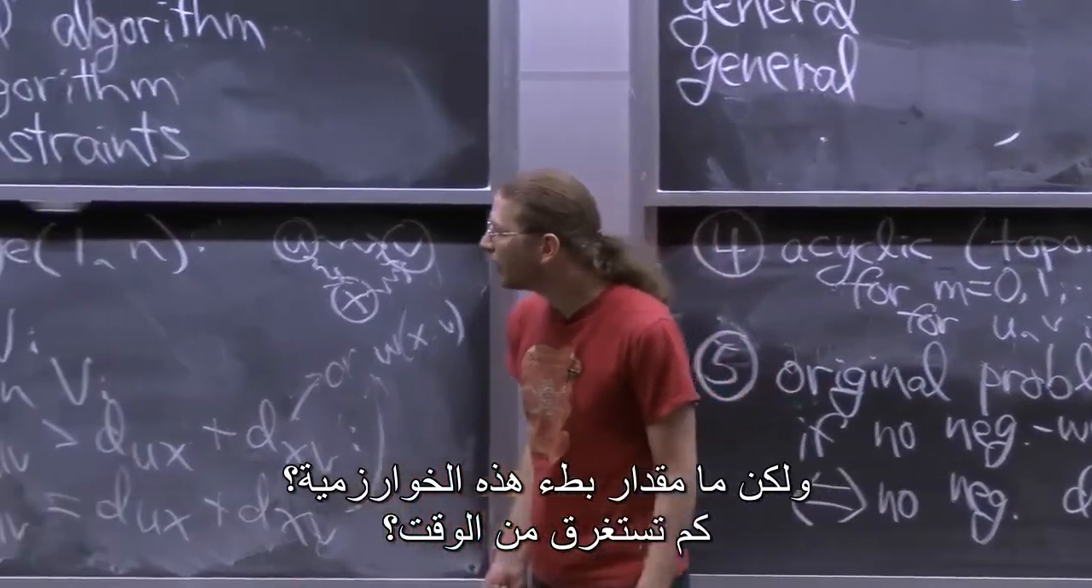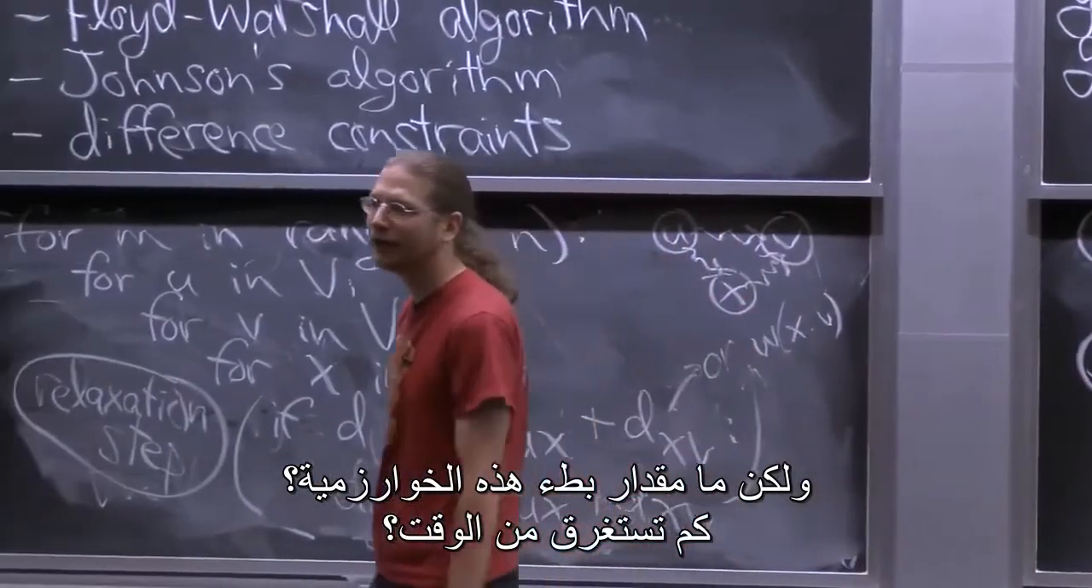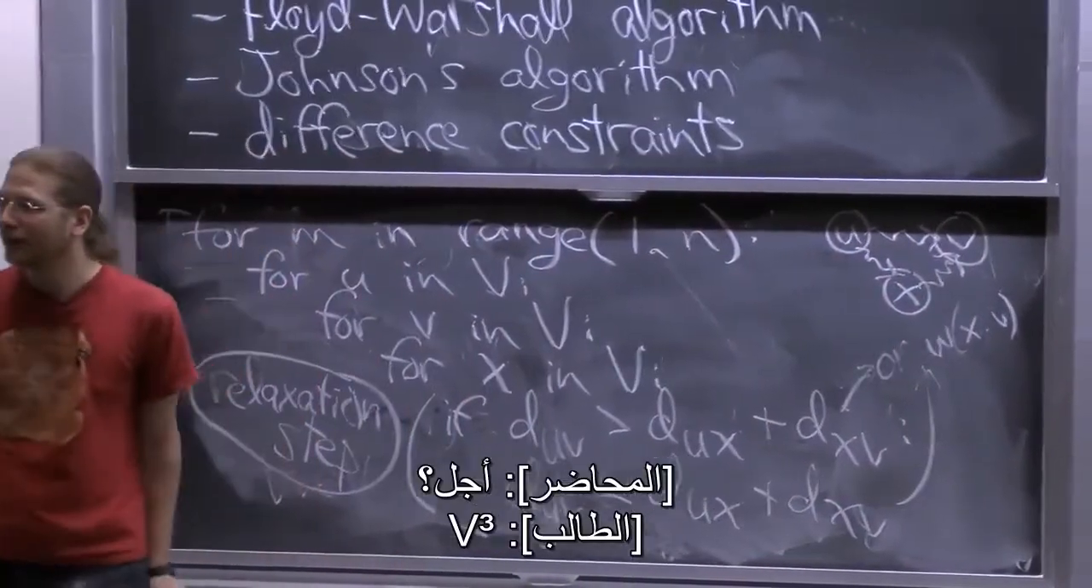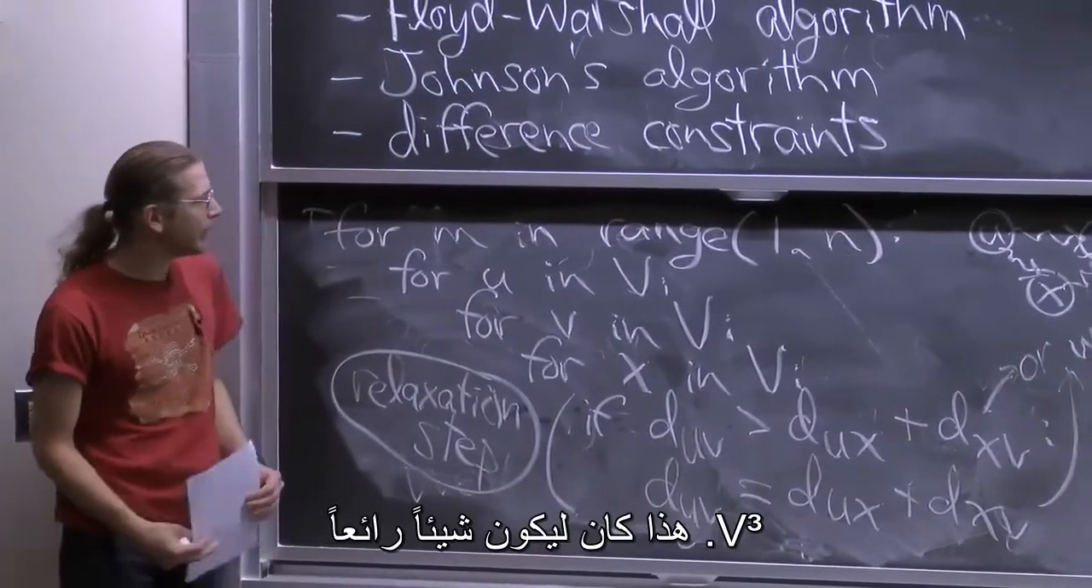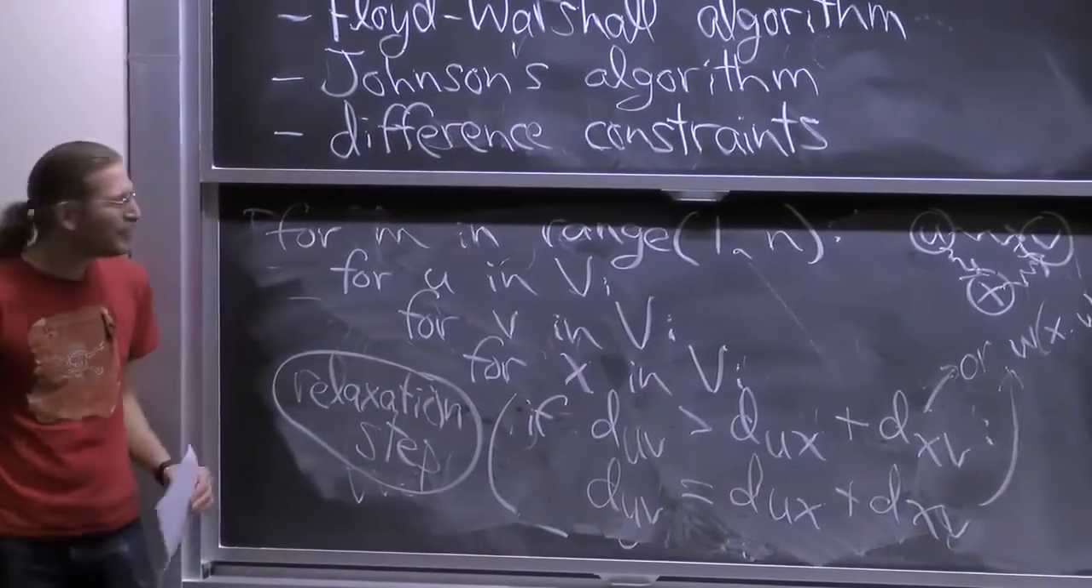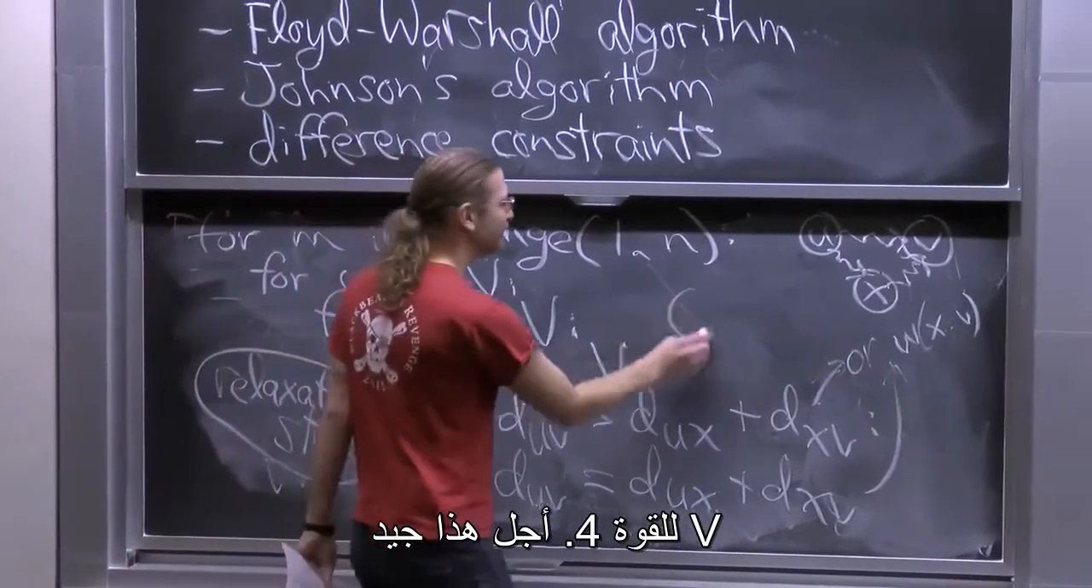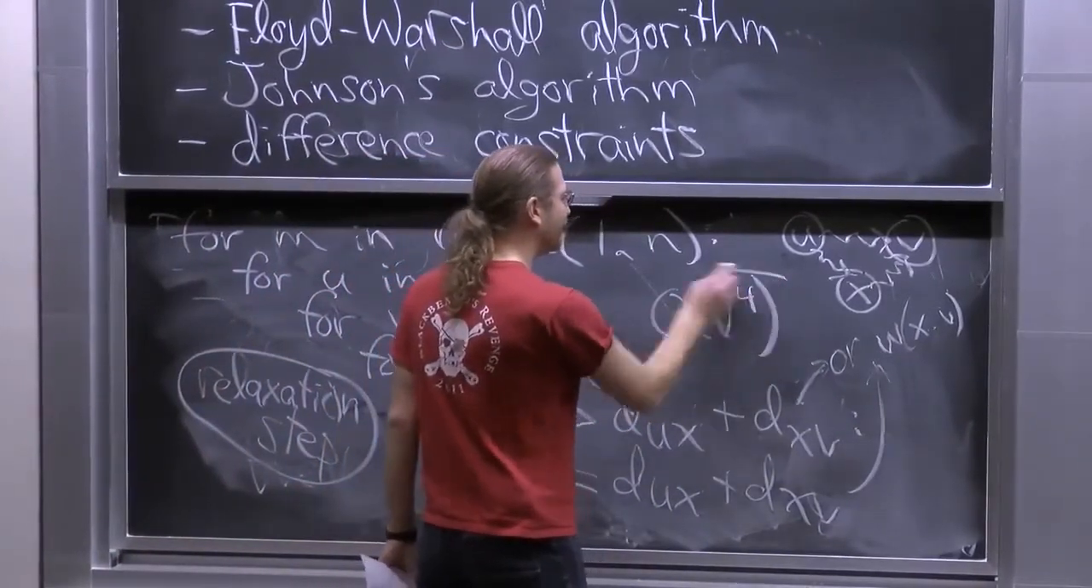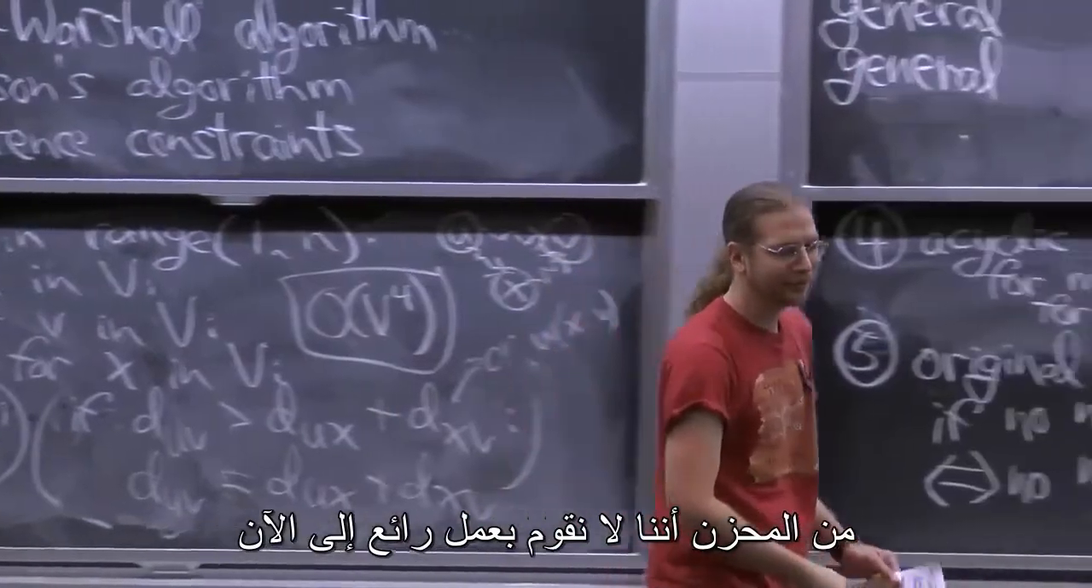But how slow is this algorithm? How long does it take? Yeah. V cubed. That would be great. V to the 4th. Yeah, good. Sadly, we're not doing so great yet.